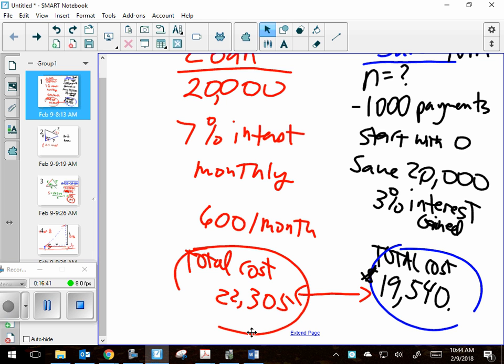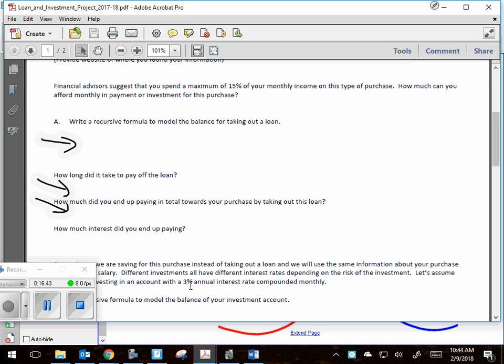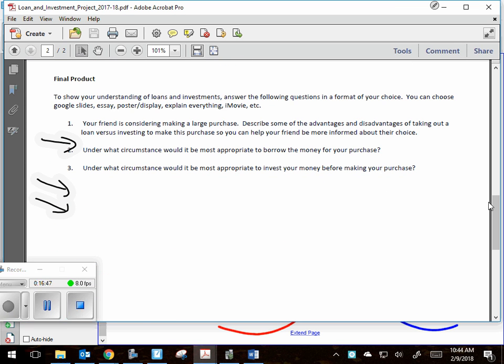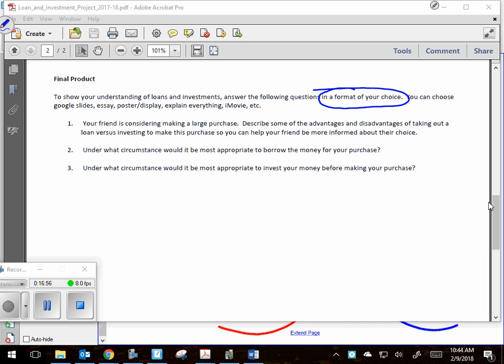Now let me hit the very end of this thing and talk about the ending. It asks you at the end for a final product. To show your understanding of loans and investments, answer the following questions in a format of your choice. You might decide to make a poster board and bring it in with a little picture of the car that you were going to get, and a screenshot of the website where you got the loan information or whatever.